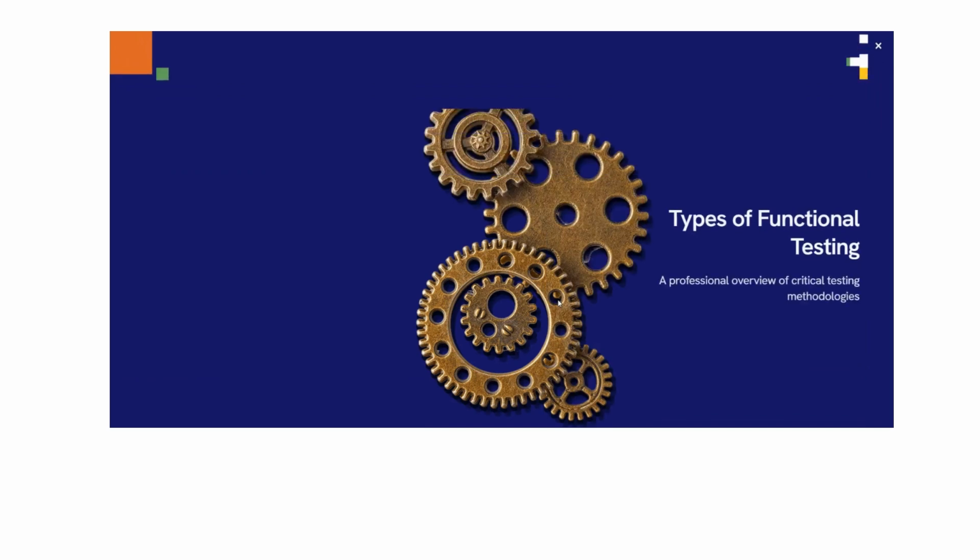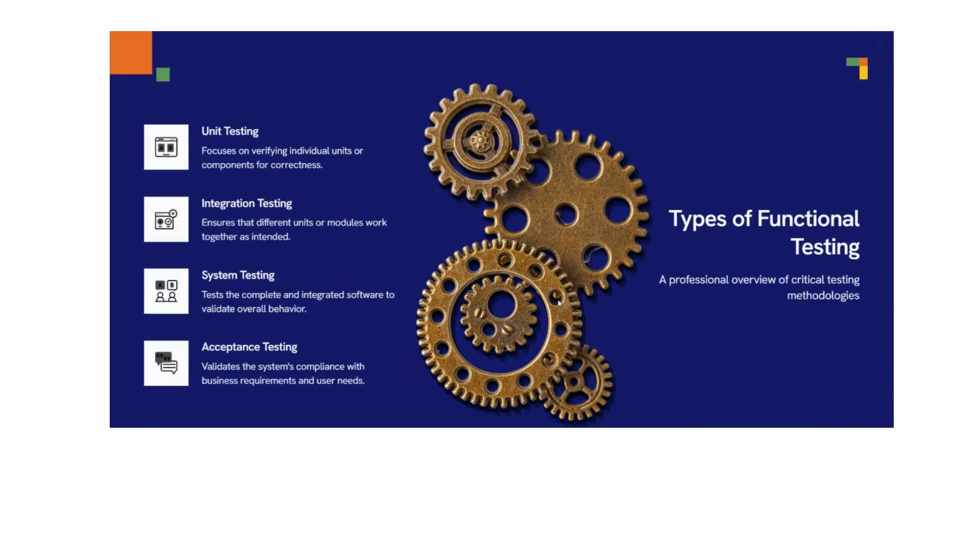In the next slide, we'll see the types of functional testing, a professional overview of these critical testing methodologies. Unit testing: what is basically unit testing? It focuses on verifying individual components for correctness. Basically, the developers do the unit testing. They create the unit test cases to verify if there are any errors in their code.